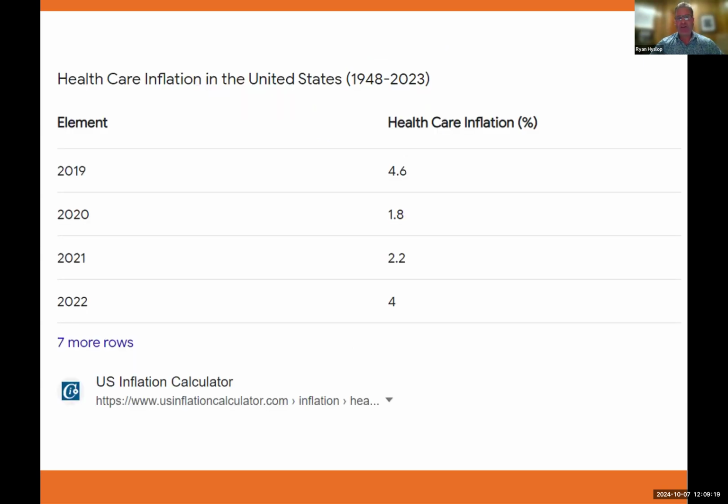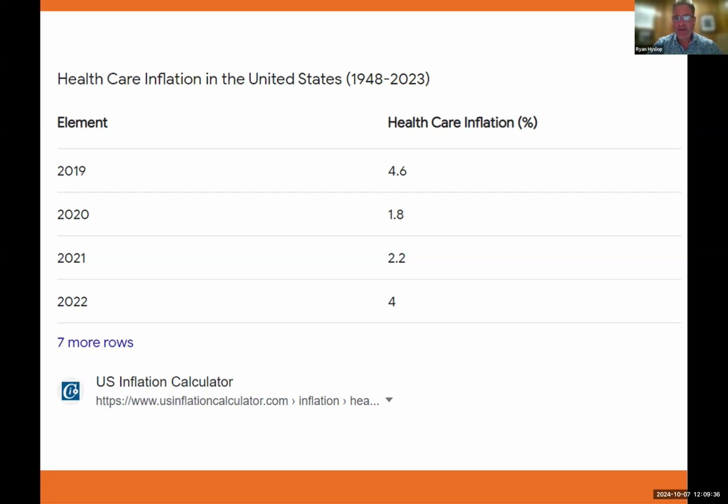All right, so let's just look at healthcare inflation in the United States. I took a snippet the last couple of years. I don't have the 2024 numbers because we're not done yet. 2023 numbers I did not have as of this presentation. I'm sure they're coming out here in October with the Social Security trustee report.